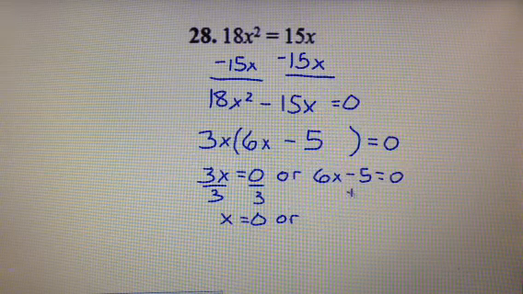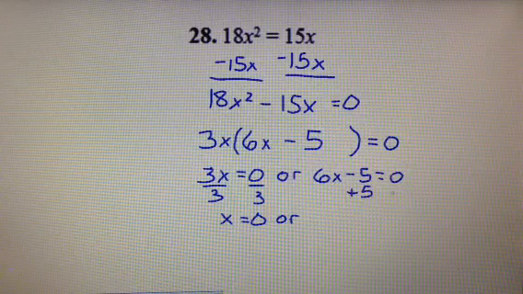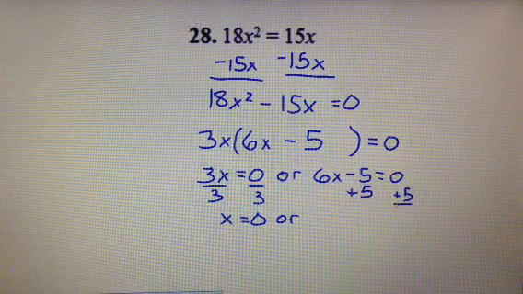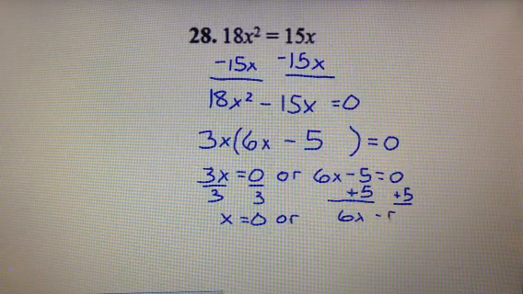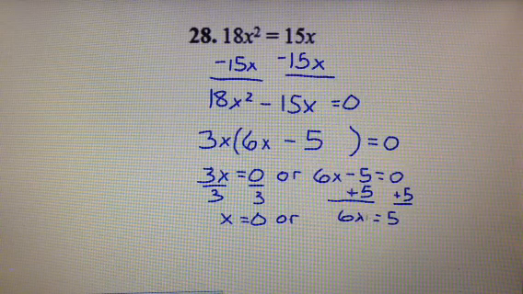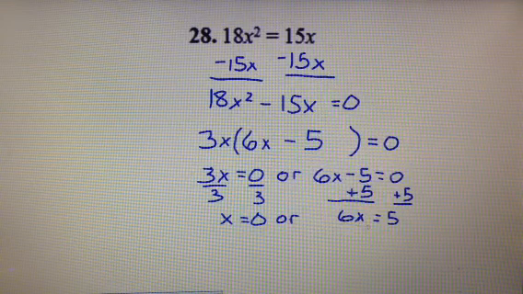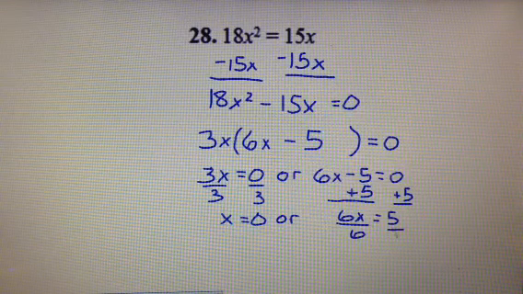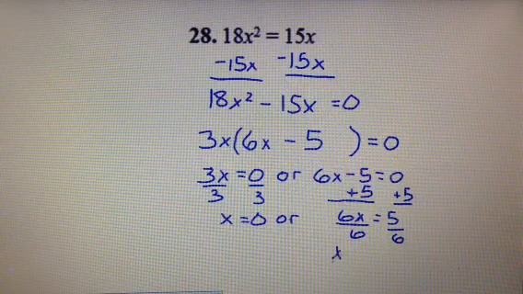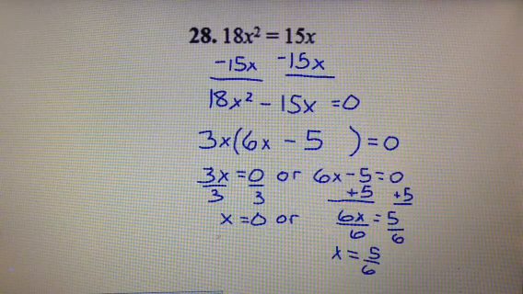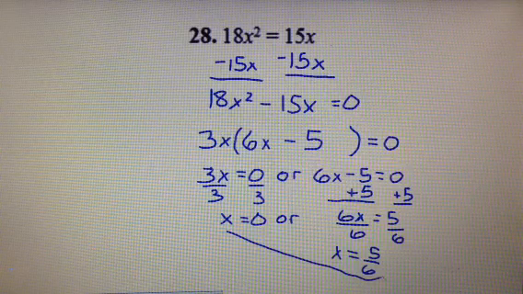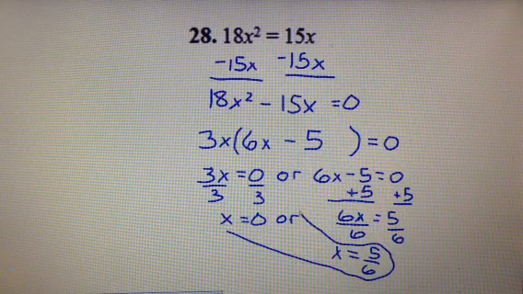Over here, we'll get rid of the minus 5 by adding 5 to each side of the equation. So we'll have 6x equals 5. And then to get rid of this multiplication by 6, we will divide both sides by 6. And so we get x equal to 5/6. If you want, you can check it by substituting it back into the original equation.